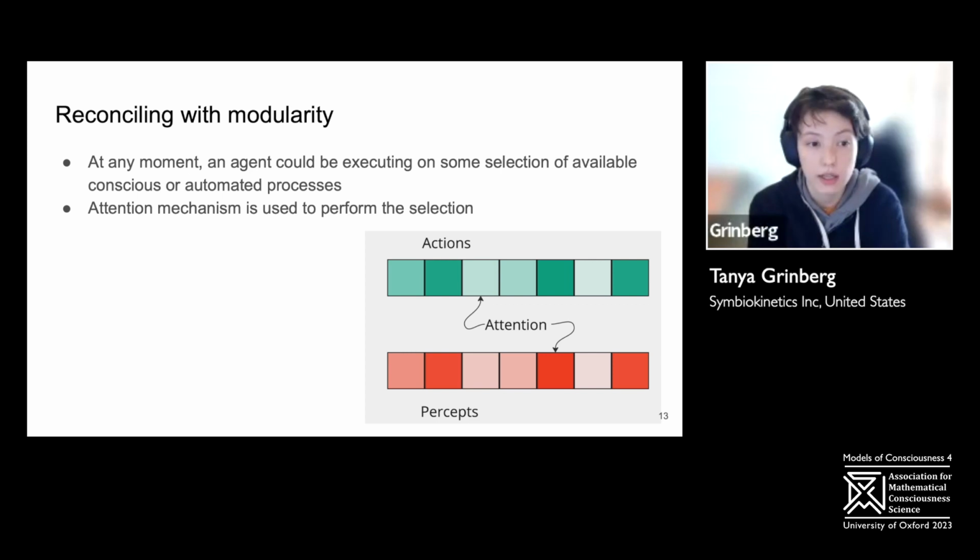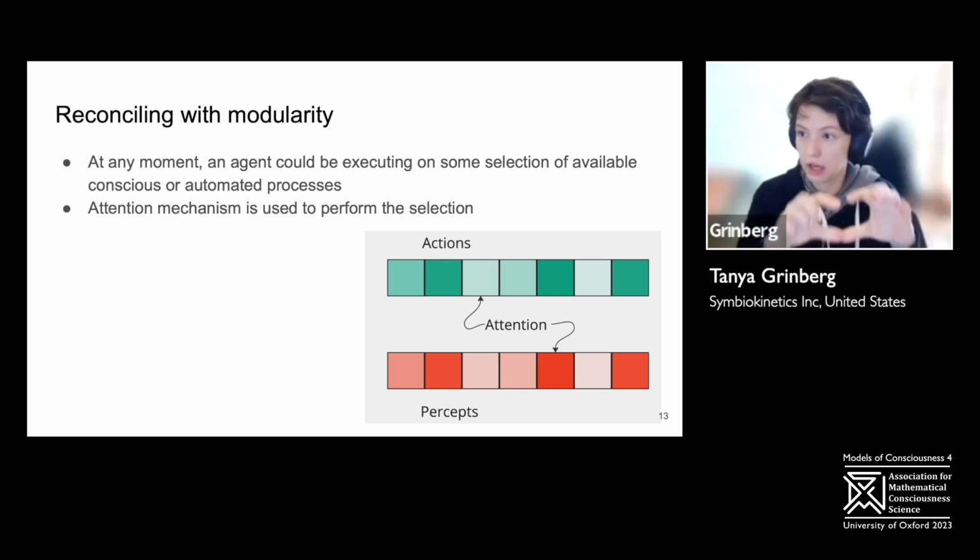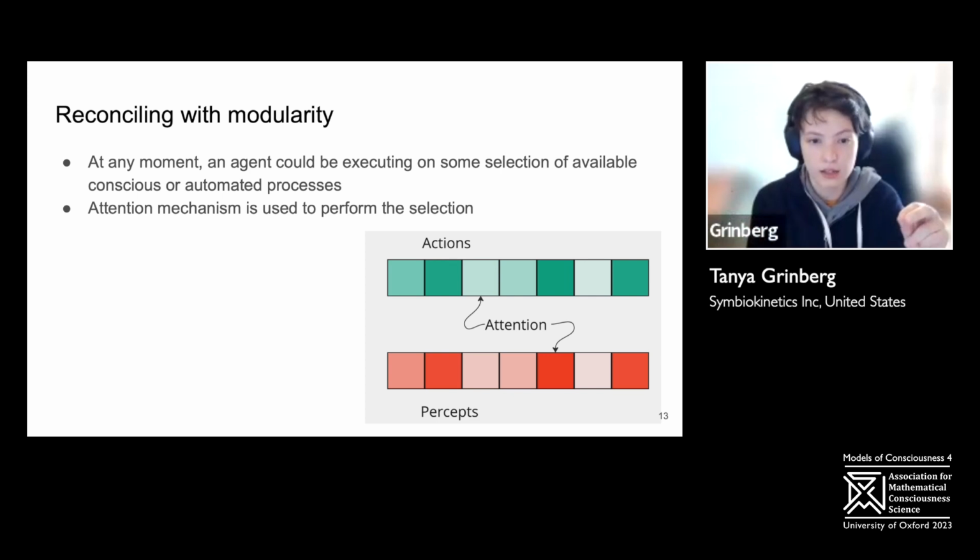Now, at any given time, an agent could be executing some selection of available conscious or automated processes. So we have many things we could be doing, and how do we choose? I'm borrowing the attention mechanism, which is common in machine learning today. So it's not the cognitive attention, but a mechanism as a function that can be used to perform the selection.